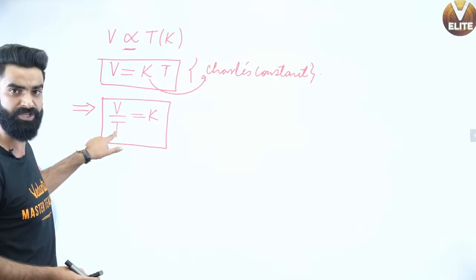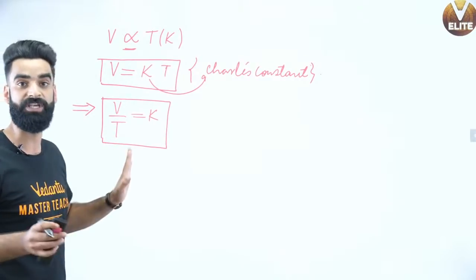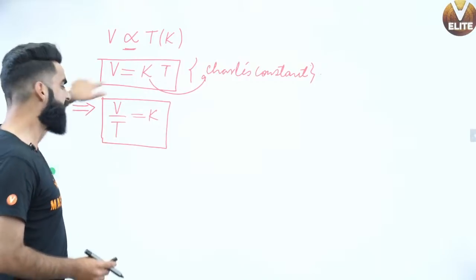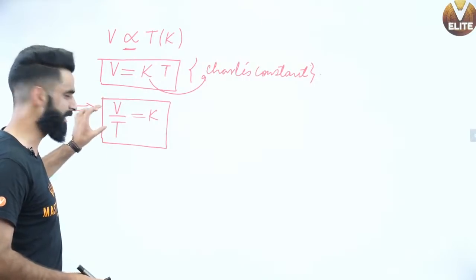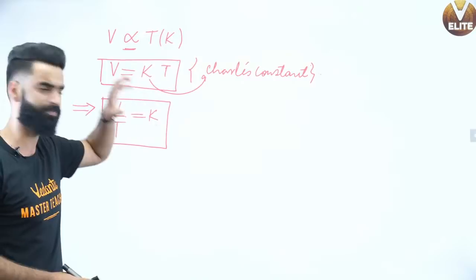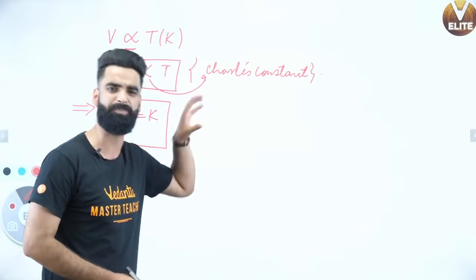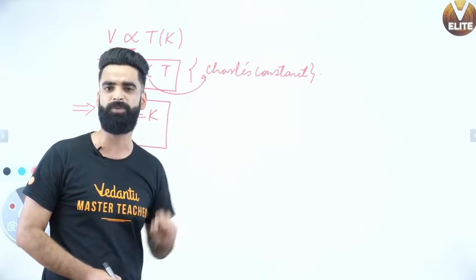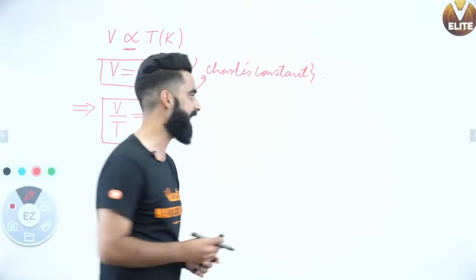If I change the temperature, V by T will not change. If I change the volume, V by T will not change. V by T is going to remain fixed for a particular gas kept at constant pressure, having a fixed amount of moles, right? Now see what I'll be doing now.